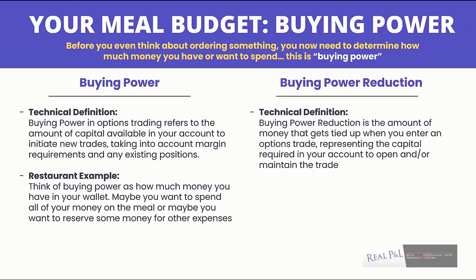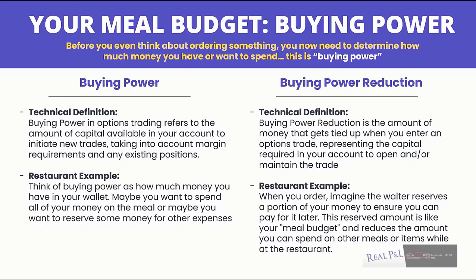The technical definition: buying power reduction is the amount of money that gets tied up when you enter into an options trade, representing the capital requirement in your account to open and or maintain the trade. Restaurant example: when you order, imagine the waiter reserves a portion of your money to ensure that you can pay for it later. This reserved amount is like your meal budget and reduces the amount you can spend on other meals or items while you're at the restaurant.